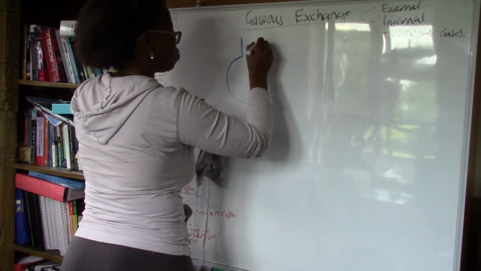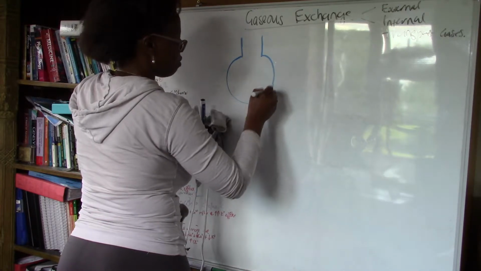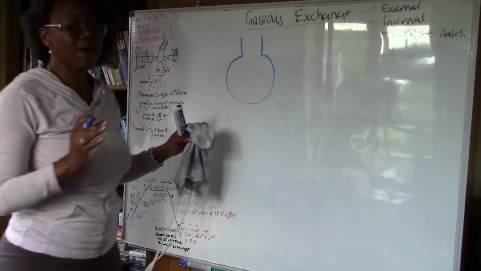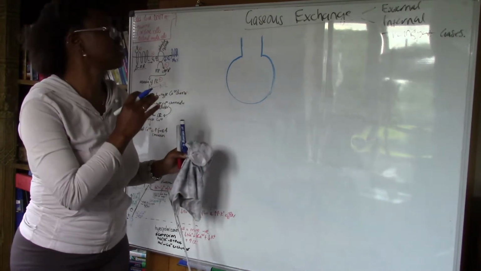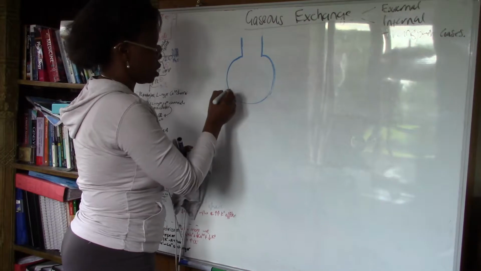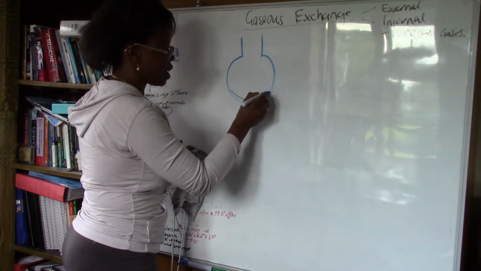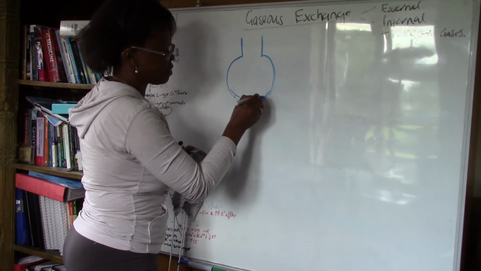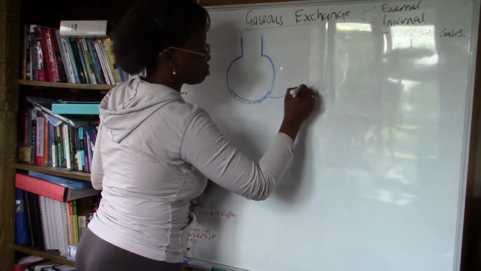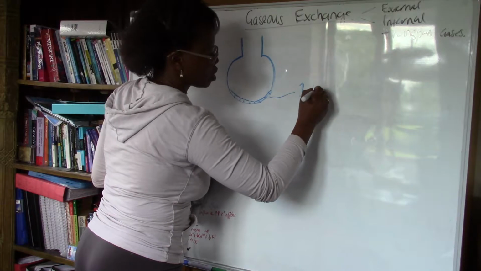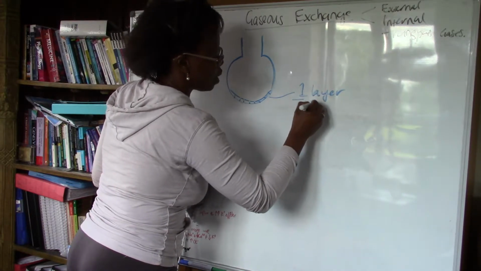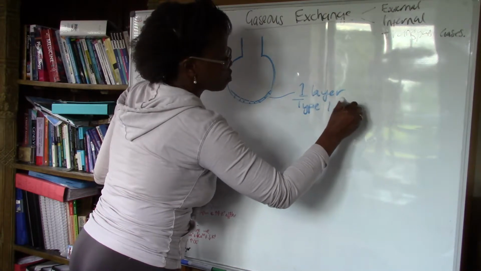So if we just start with one alveolus, the alveolus is the perfect place for gaseous exchange because its surface there is only made up of a single layer. So like one layer, this is number one, a single layer of type 1 pneumocytes.